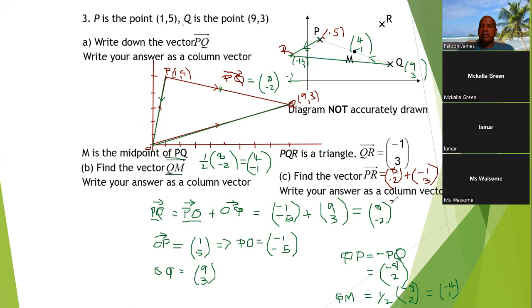Anybody? 8 plus -1 would give you what? So you would get 7, and -2 plus 3 will give you 1. So this would be the vector PR. PR would actually be (7, 1).